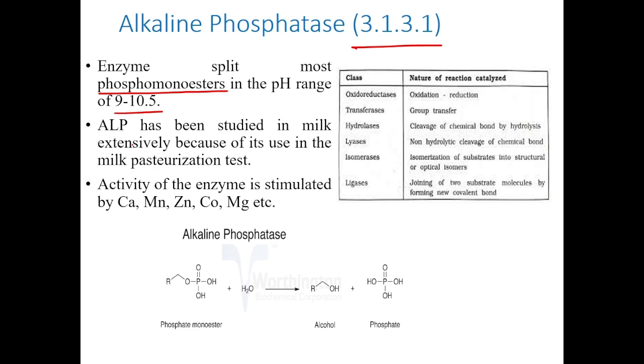Now alkaline phosphatase has been studied in milk extensively because of its use in the milk pasteurization test. This is mostly used because this is the routine test which is carried out in the dairy industry to check the efficiency of pasteurization. Now the activity of the enzyme is stimulated by some elements like calcium, manganese, zinc, cobalt and magnesium, and these enzymes are under the category of hydrolases. So there are many classes of enzymes, but hydrolases are those enzymes which cleave a chemical bond by hydrolysis. So for this enzyme, the monoester bonds are broken to the corresponding alcohol and phosphate.